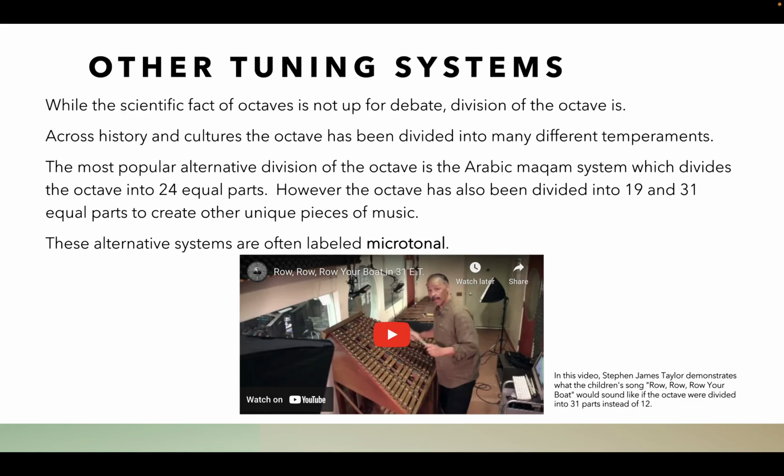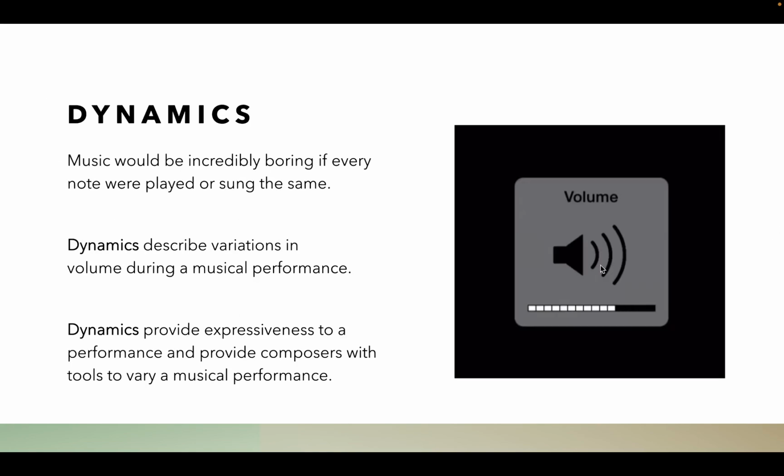These alternative systems, the Western music has labeled as microtonal, because obviously if you divide something into 12 parts and then you divide it into 31 parts, each of those 31 slices is going to be smaller than the 12 slices that we use, so microtonal.